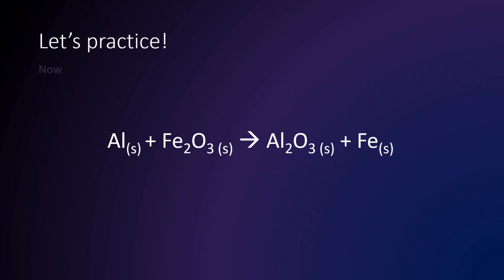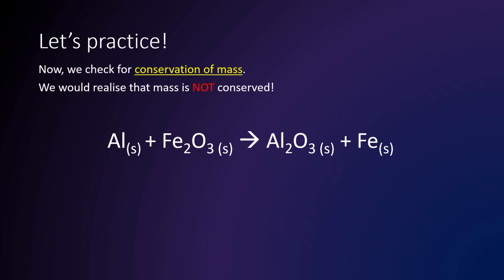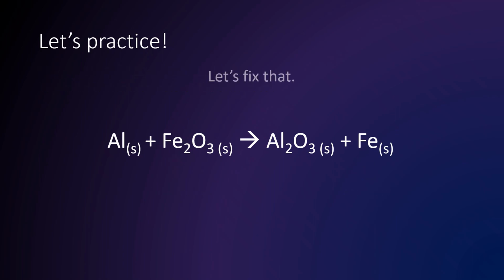Now let's check for conservation of mass. We will realize that mass is not conserved. On the left side of the equation, we have one aluminum atom, while on the right, we have two aluminum atoms. On the left, we have two iron atoms, while on the right, we have one iron atom. Let's fix that.